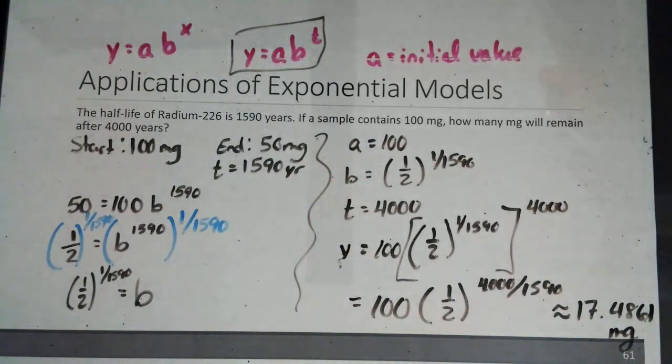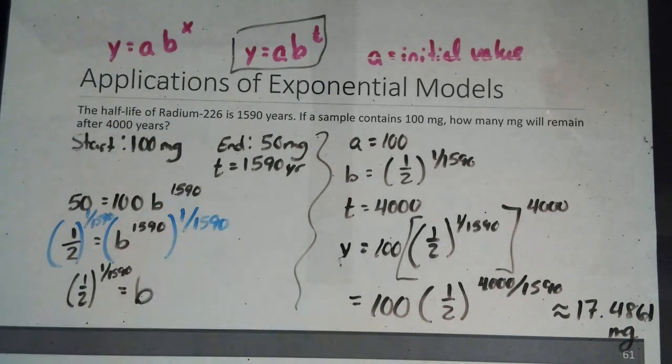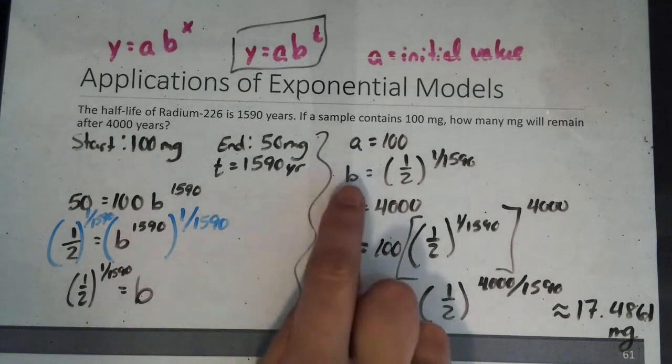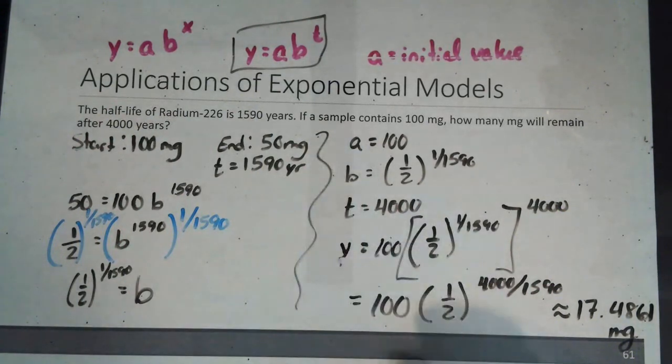So what I've done is I've started with the information that they gave me. This half-life is 1,590 years. So I know after those 1,590 years, I'll be cut in half. So if I start with 100, then at the end of a half-life, I'll be down to 50, and that takes 1,590 years. I used that to create an equation which allowed me to solve for my b value. I then was able to use that b value and the a value they gave me, along with the amount of time, to solve for how much was remaining.